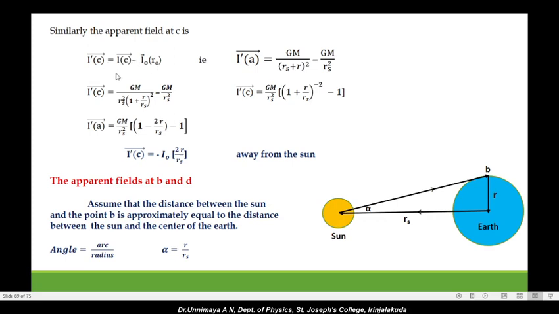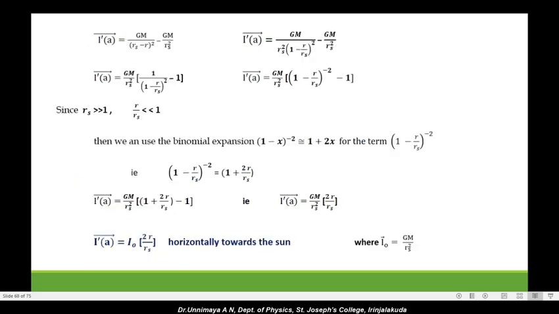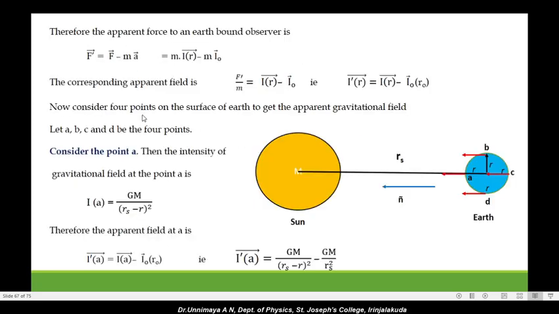ഇനി എന്താണ് I of C എന്ന് കണ്ടുപിടിക്കണം. What is I of C? നമുക്കറിയാം GM by എന്തായിരിക്കും വരുന്നുണ്ടാവുക? A-ക്ക് നമ്മൾ എന്ത് കൺസിഡർ ചെയ്തു? I of A-യെ കൺസിഡർ ചെയ്ത് GM by RS minus R the whole square.